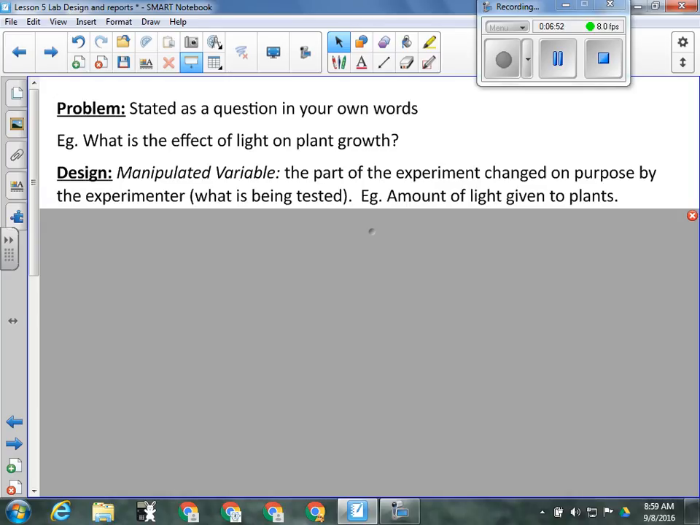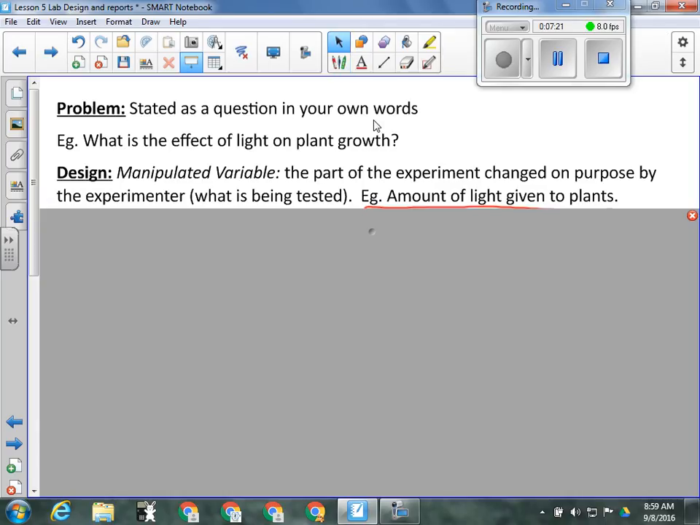Now, if I was writing this in my lab report, I wouldn't just write amount of light given to plants. I would say amount of light given to plants because each plant is going to receive a different amount in order to test the effect. Okay, that would be my explanation. This is the identification. Okay, so this is me identifying the manipulated variable, and then I would have an explanation after that saying this is why. Okay, so there's always identify and explain.